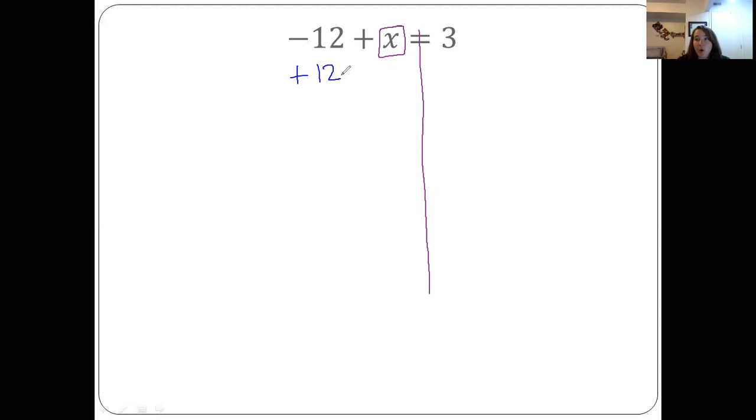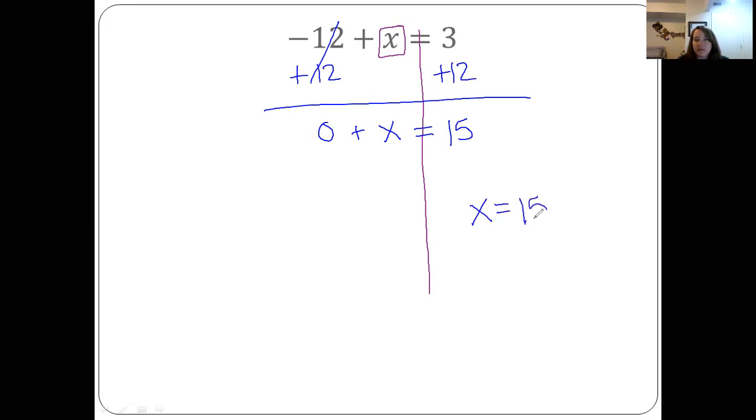And then remember, always do the same thing to both sides. So I have to go all the way across this line over to the 3 and add 12 over here as well. So a negative 12 plus a 12 is going to cancel out to be 0. We still have a positive x. We still have our equal sign, and 3 plus 12 is going to be 15. So my final answer is x equals 15 for this particular equation.